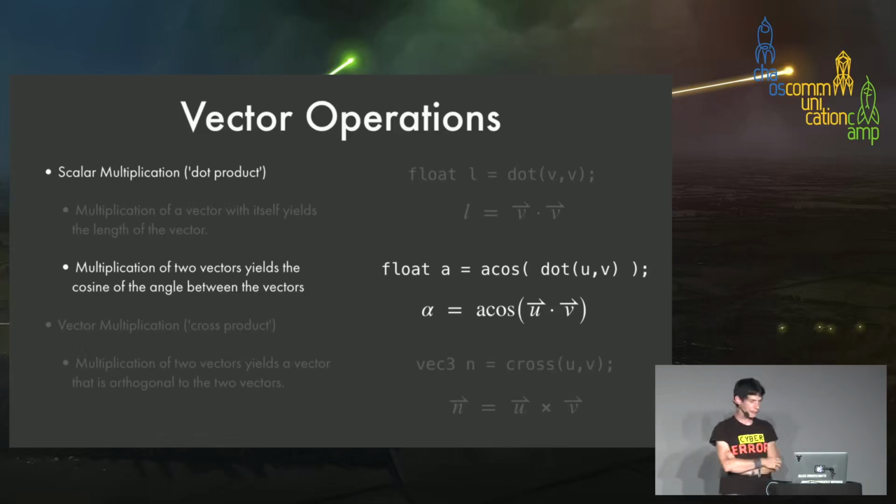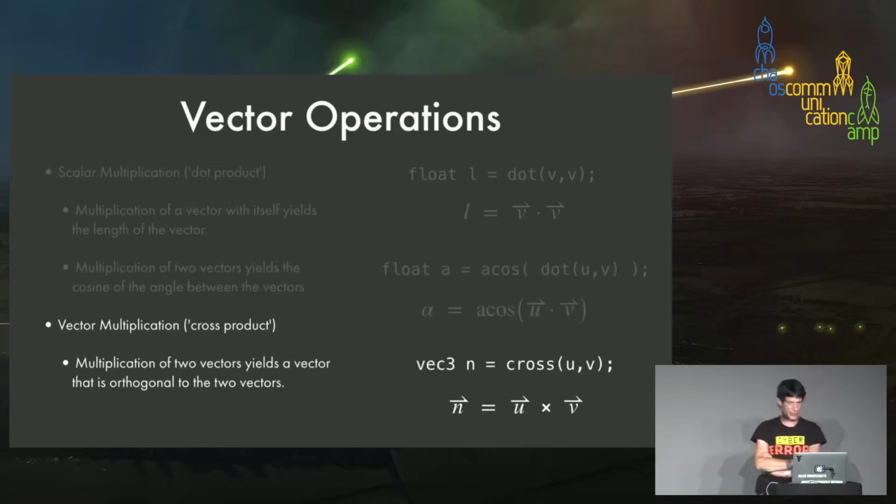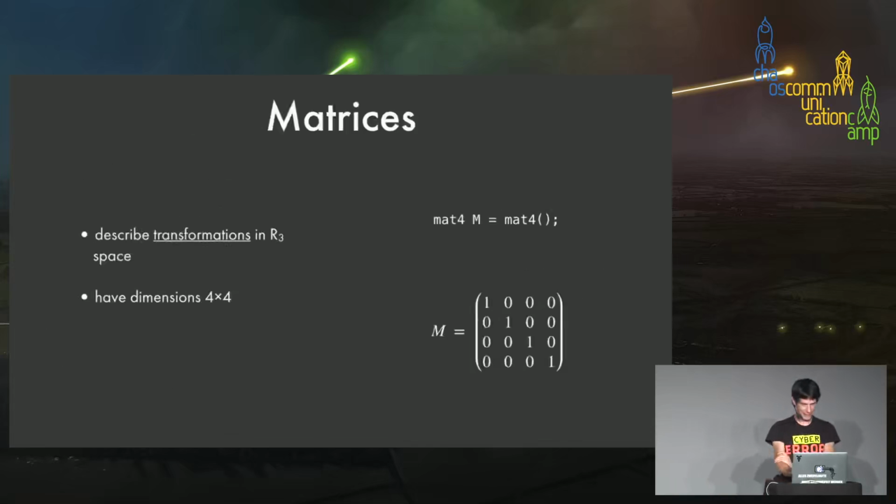Also very useful. And then finally, there's the cross product vector multiplication, which is multiplying two vectors with each other and yields another vector, and that vector will be orthogonal. So if you multiply the x-axis vector with the y-axis vector, then you get the orthogonal z-axis, which is very useful if you do lighting and things like that, and shading. So much for the vectors.